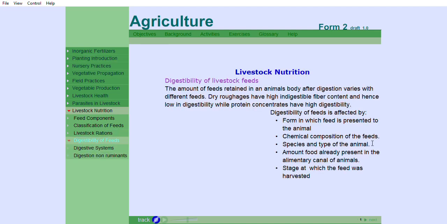Digestibility of livestock feeds. The amount of feeds retained in an animal's body after digestion varies with different feeds. Dry roughages have high indigestible fiber content and hence low digestibility, while protein concentrates have high digestibility. Digestibility of feeds is affected by the form in which feed is presented to the animal, chemical composition of the feeds, species and type of the animal, amount of food already present in the alimentary canal of animals, and stage at which the feed was harvested.